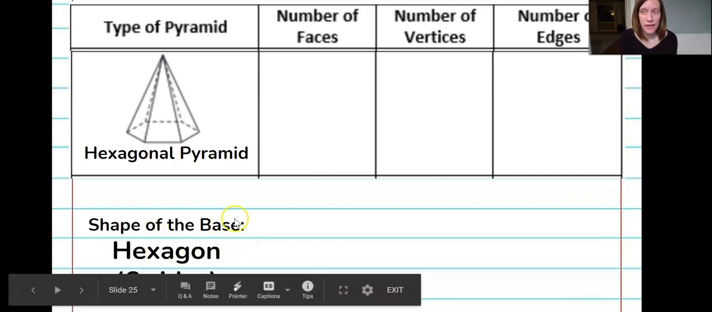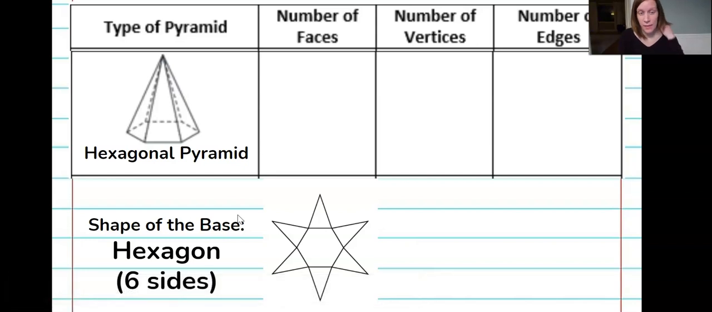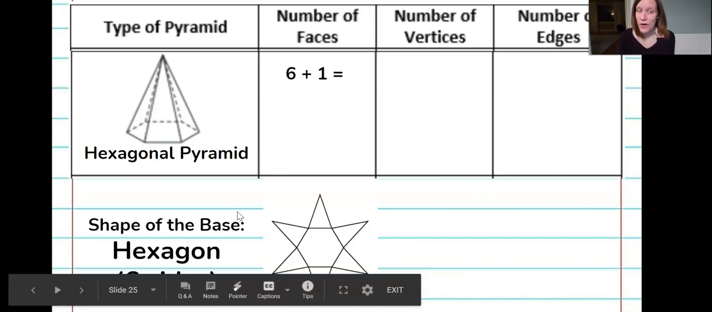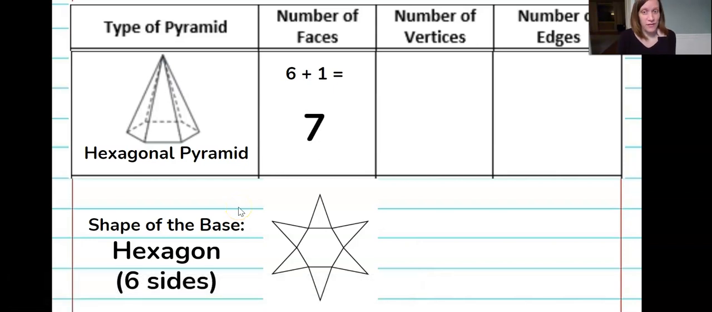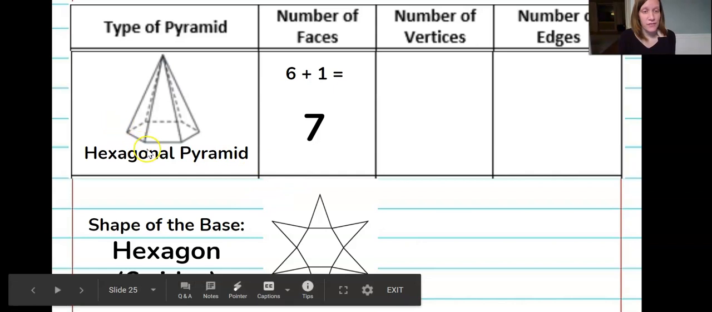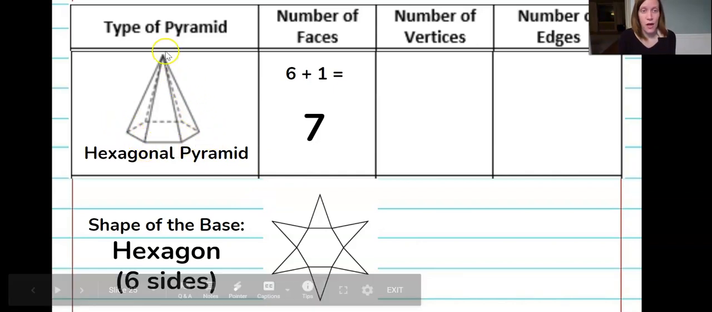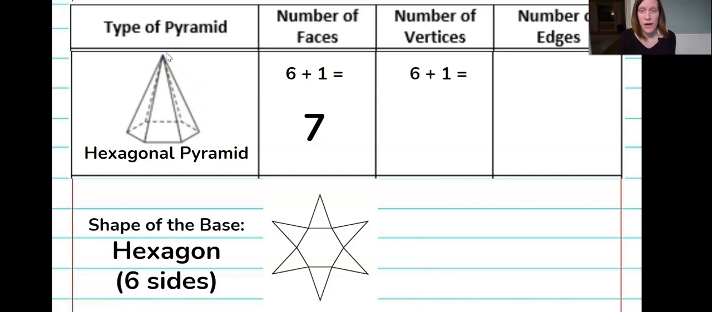Those 6 sides in the base help us figure out the number of faces. So again, because that base has 6 sides, we're going to need 6 triangular faces plus our base. So 6 plus 1 is 7 faces. The number of vertices, again, we're going to have 6 along the bottom base, 6 corners in our hexagon, plus the 1 vertex at the top, so 7 vertices.